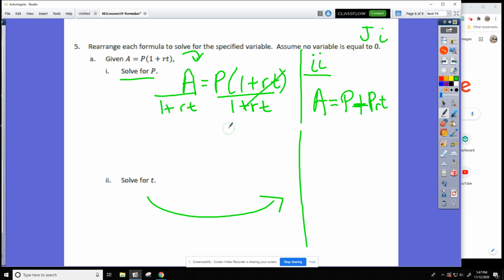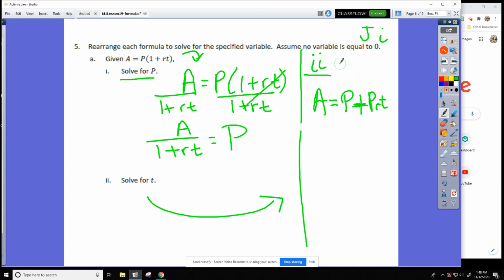And then those cancel, and I get P equals annuity over 1 plus the rate times time. Principal is how much you have left to owe on a car or a loan. So that one's pretty simple, pretty straightforward.